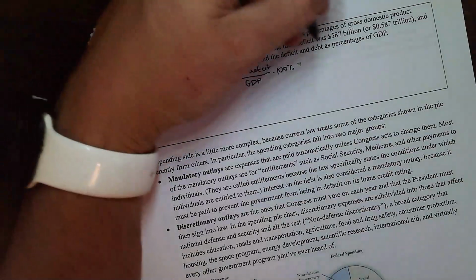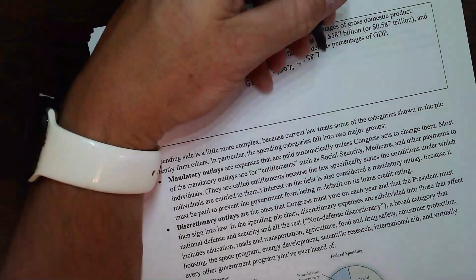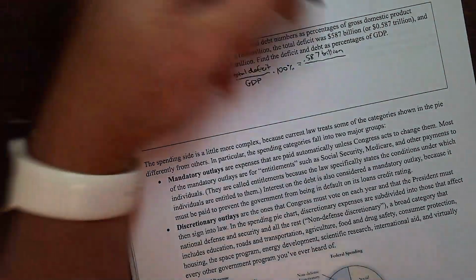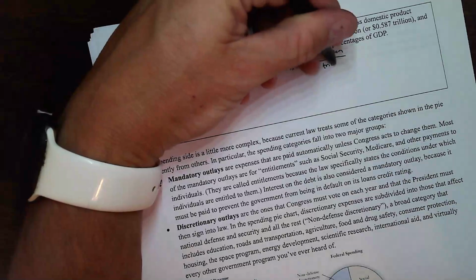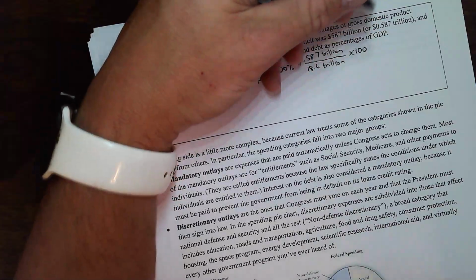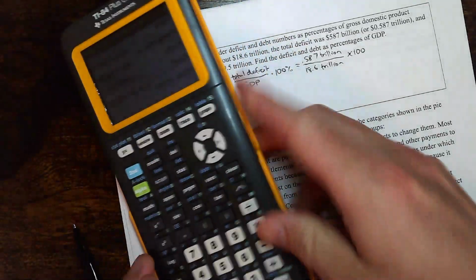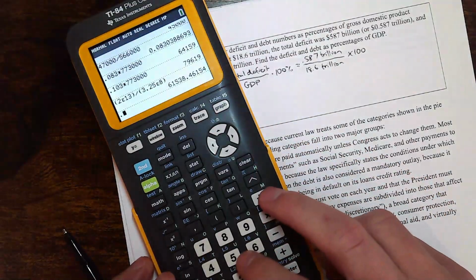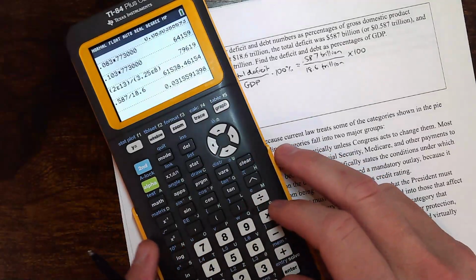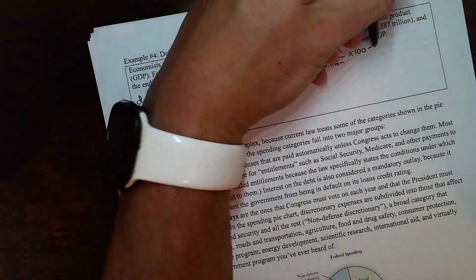So the total deficit would be 0.587 trillion. Type that in my calculator, divided by 18.6 trillion. You can keep it in terms of trillions. Honestly, the trillion doesn't matter, because the trillions cancel: I just have to divide 0.587 by 18.6, and then times that by 100. So 3.16%, or around 3.2%.